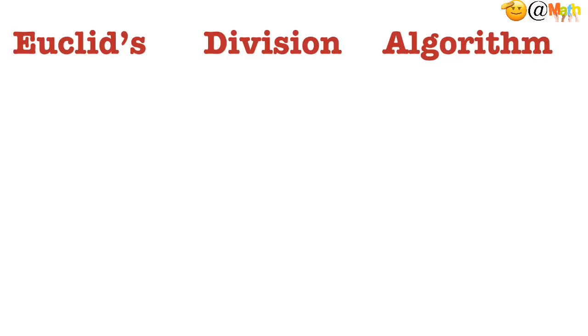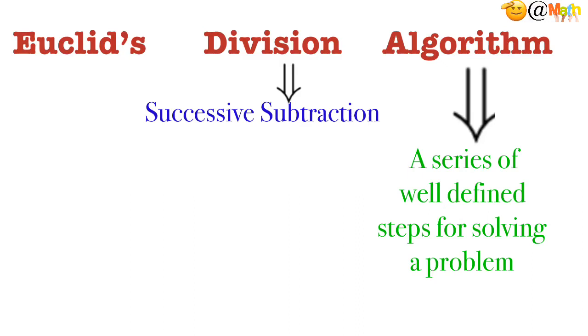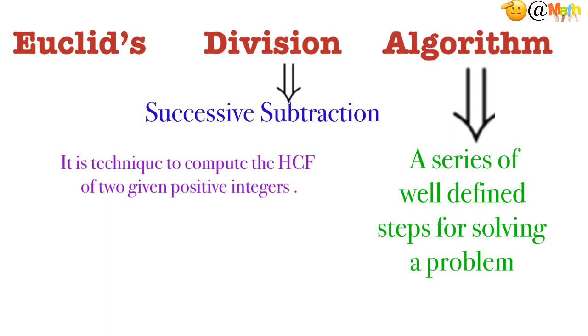Now, Euclid's division algorithm. We know Mr. Euclid, and the word division is successive subtraction, and the word algorithm means a series of well-defined steps for solving a problem, the way we solve a problem. It is a technique to compute the HCF of two given positive integers. It means we can use Euclid's division lemma to find the HCF of two given positive integers.